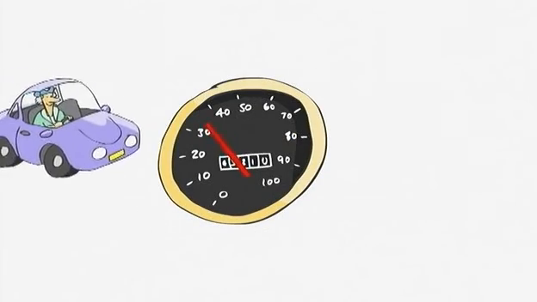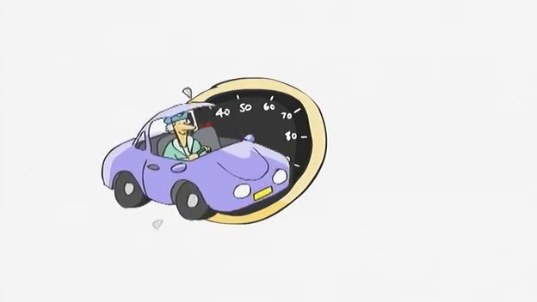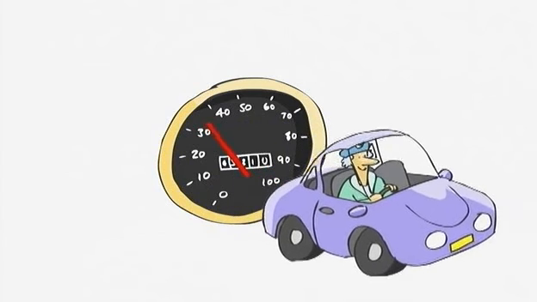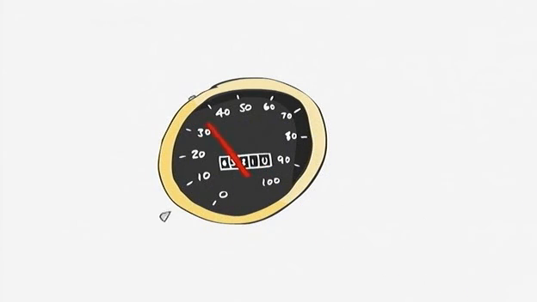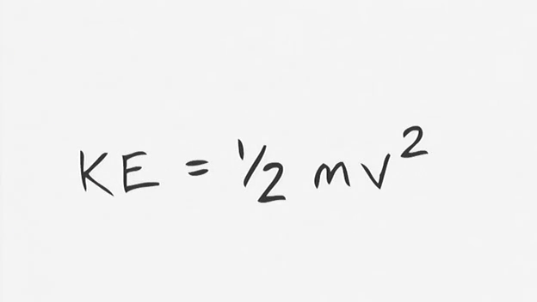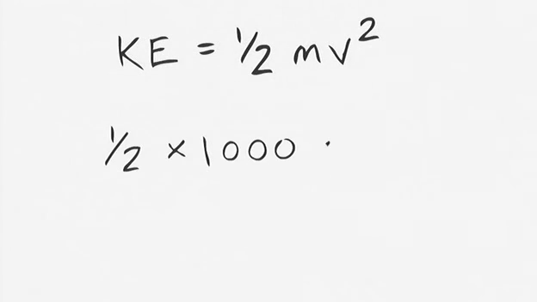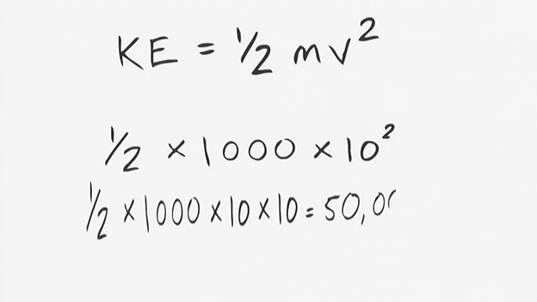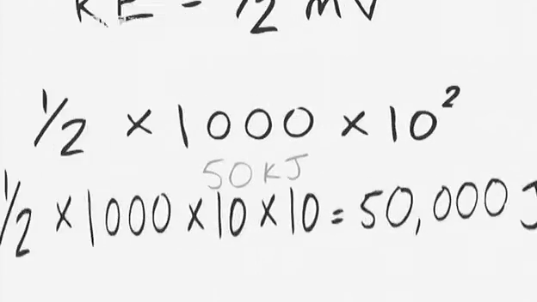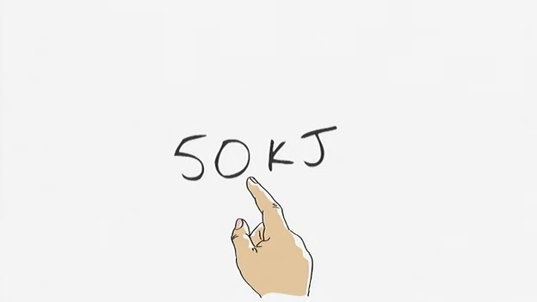Suppose a 1,000-kilogram car is travelling at 10 metres per second. That's 36 kilometres per hour, by the way. Go granny. The car's kinetic energy is given by half the mass times the speed in metres per second squared. So that's half times 1,000 times 10 times 10. So that's 50,000 joules or 50 kilojoules. It all makes so much sense.